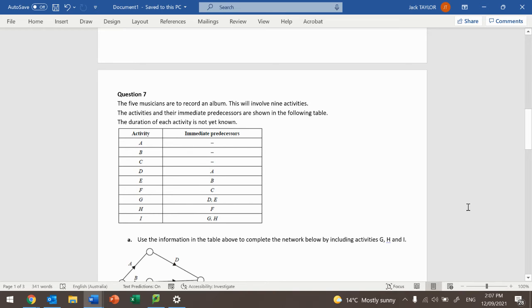All right, so for this one you asked for 7C help, but we'll go through the whole thing. 5 musicians are to record an album. This will involve 9 activities. The activities and their immediate predecessors are shown in the following table. The duration of each activity is not yet known.